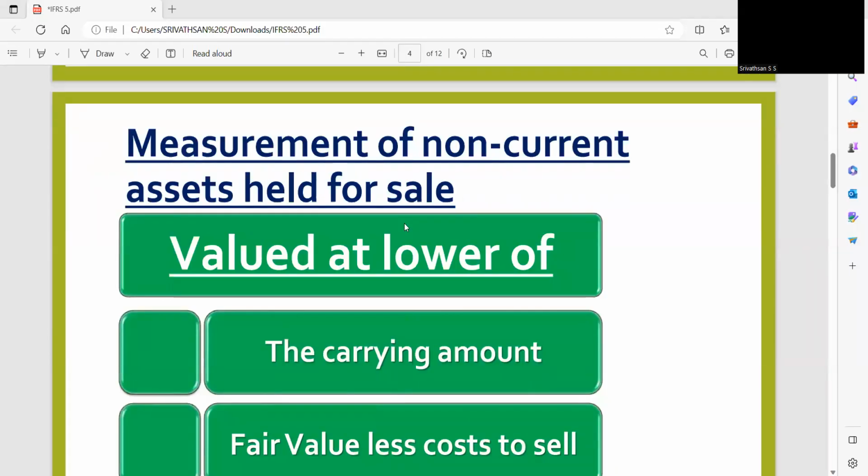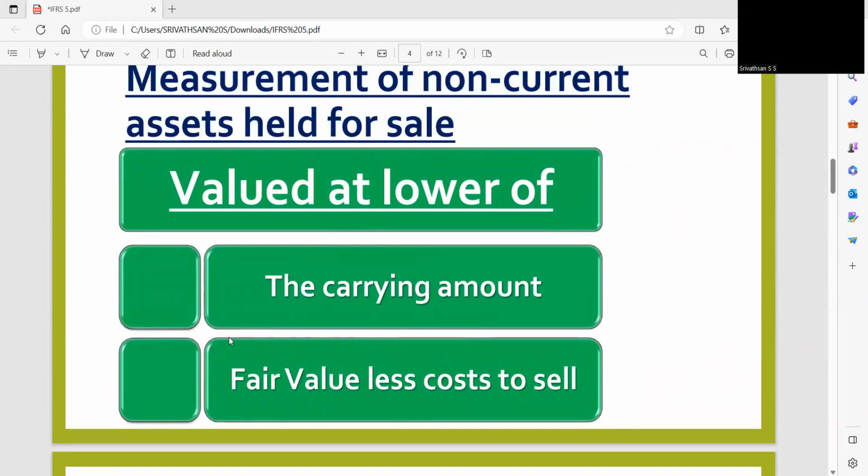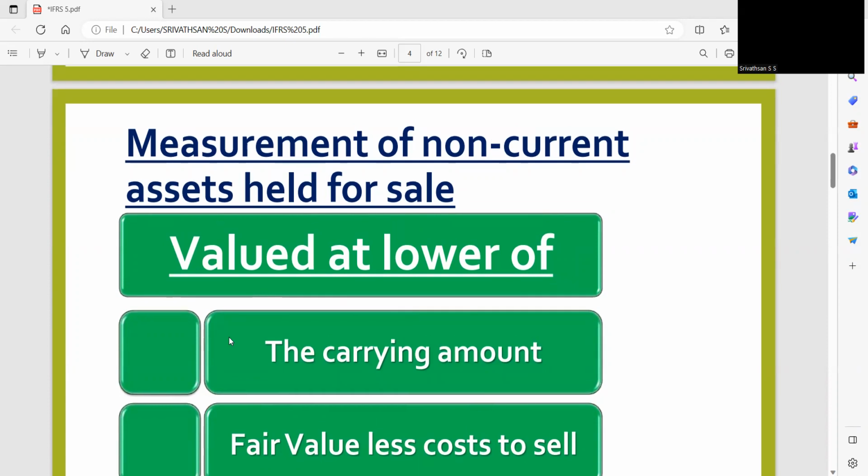Hello all, in this video we are going to discuss the measurement of non-current asset held for sale. So non-current asset held for sale should be valued at the lower of carrying amount and fair value less cost to sell. It is valued at the lower of these two amounts because it ensures that the financial statement numbers are not overstated, and it is according to the prudence or conservatism principle of accounting.